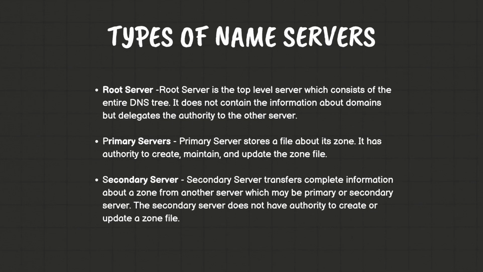Then we have primary servers. A primary server stores a file about its zone. It has authority to create, maintain, and update the zone file. These are the name servers that actually hold the address records for a particular domain, like a local directory listing. Your computer then asks the authoritative name server designated for inventyourshit.com what is the IP address of inventyourshit.com. The authoritative name server responds with the IP address you need to access the website.